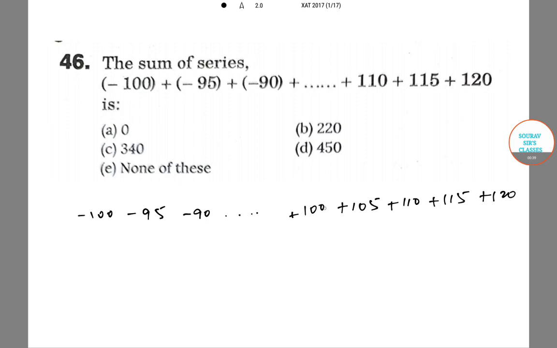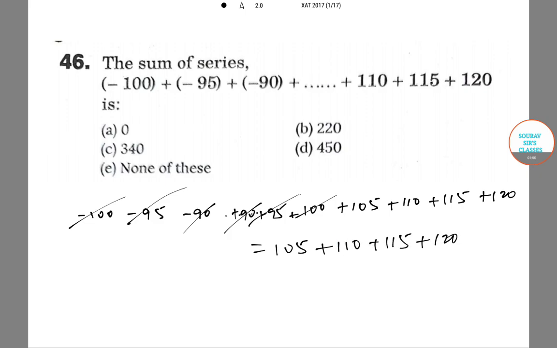So now all the terms till plus 100 get cancelled out. Since 100 cancels minus 100, there would be a plus 95 that will cancel minus 95. There would be a plus 90 that would cancel out minus 90. So what we are left eventually is 105 plus 110 plus 115 plus 120. Now the summation of this is 450. So the correct option is option D.